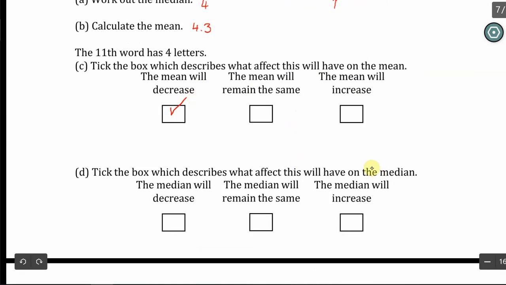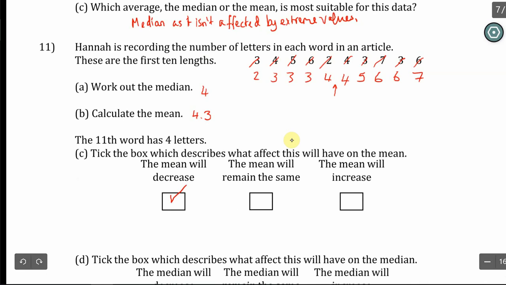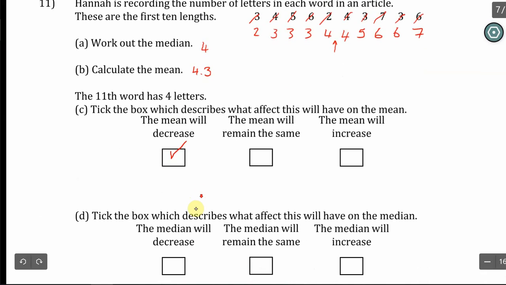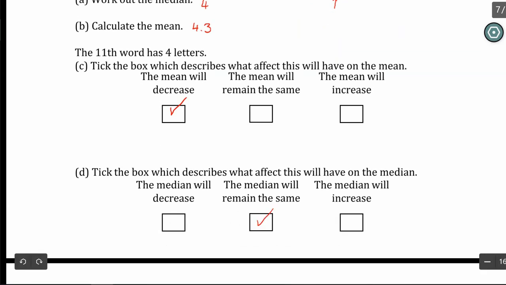What effect will it have on the median? Well, imagine if we put another 4 in here. Where would it go? This very much depends on where it would go in the numbers. So when in order, it would go in here, and the median would then be the 6th number, as opposed to being between the 5th and the 6th, but that would still be a 4, so the median would remain the same.